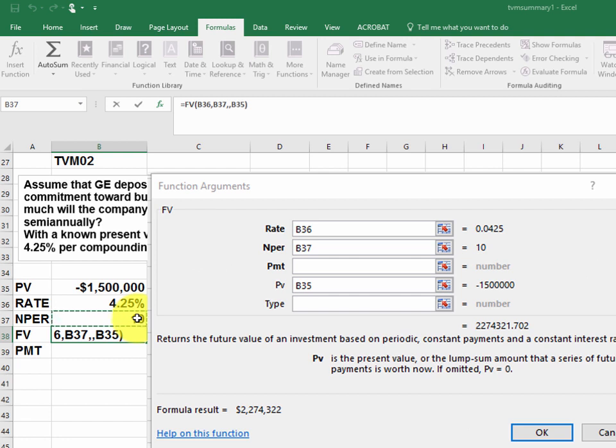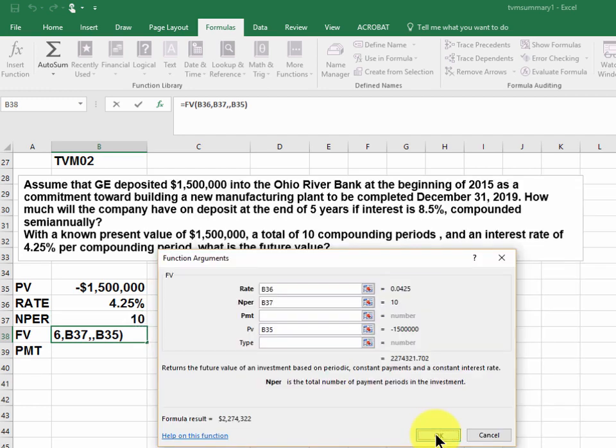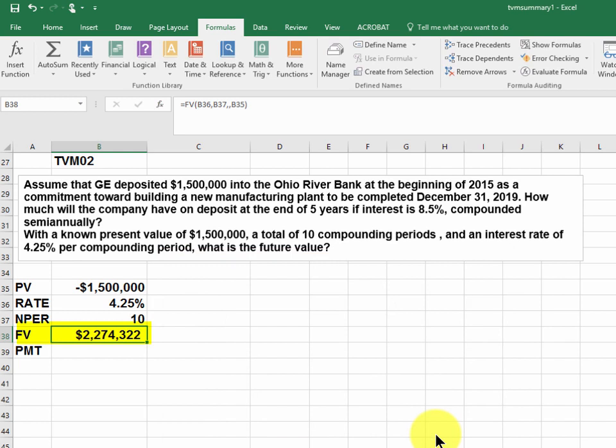Review this screenshot for the proper settings. Hit OK. The future value is $2,274,322.